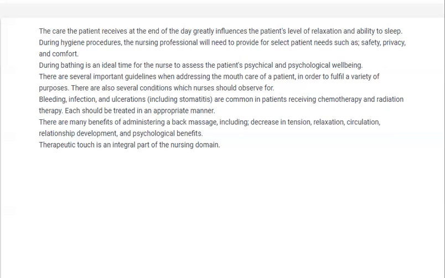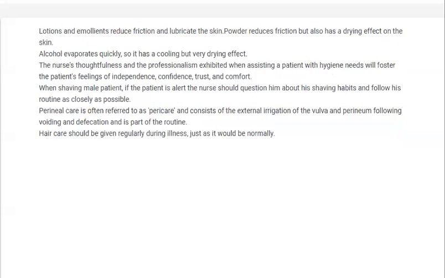There are many benefits of administering a back massage, including decrease in tension, relaxation, circulation, relationship development, and psychological benefits. Therapeutic touch is an integral part of the nursing domain. Lotions and emollients reduce friction and lubricate the skin. Powder reduces friction, but also has a drying effect on the skin. Alcohol evaporates quickly, so it has a cooling but very drying effect.